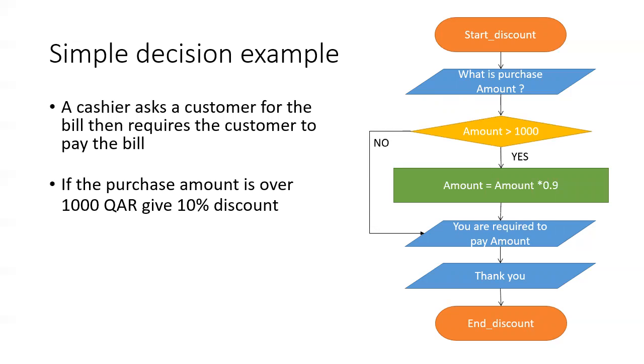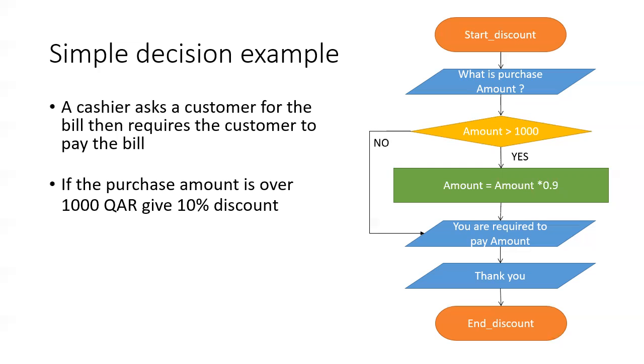Yes or no question or a choice? Yes, it is. It's a choice. It's a decision. So it has a condition. You're right, Omar. And the condition is either true or it's false, or yes or no. Yes or no is true or false. Just another way of saying it. So here we have the amount is more than 1,000.